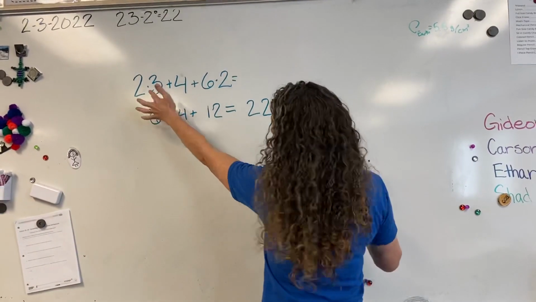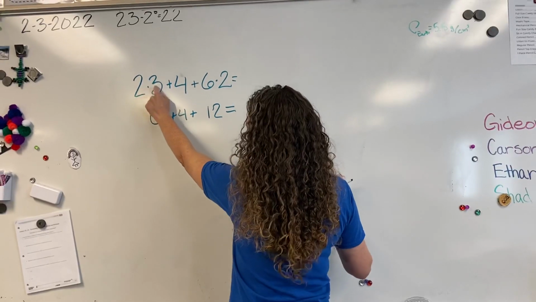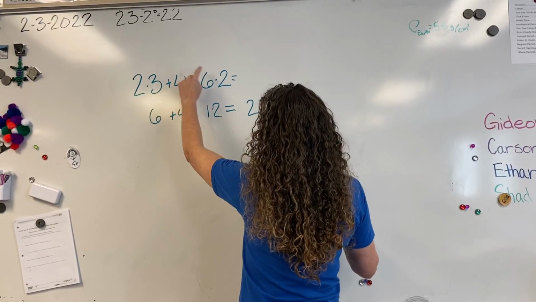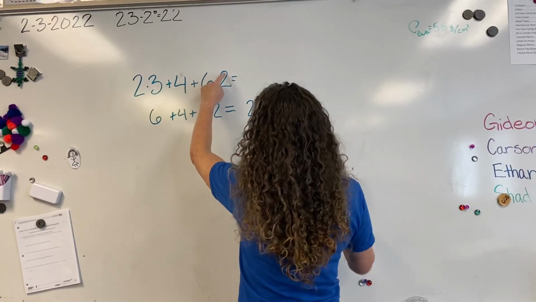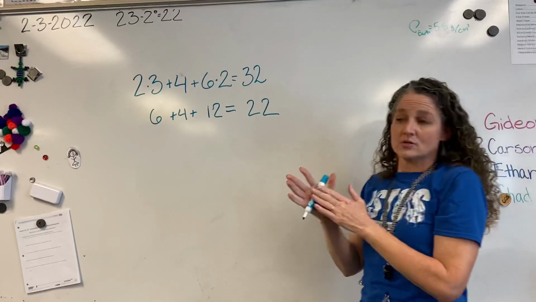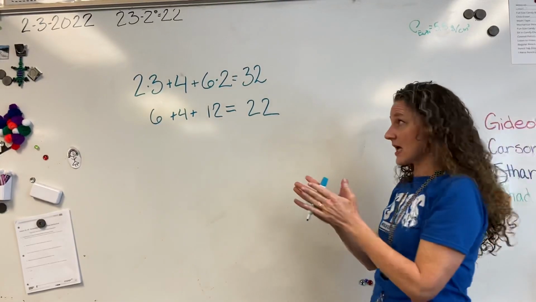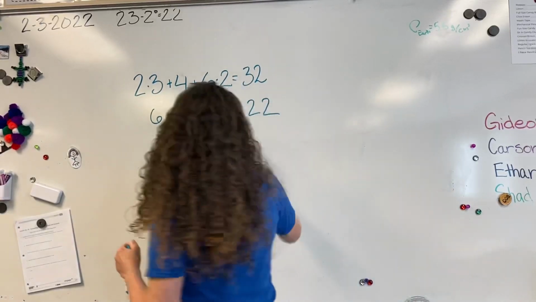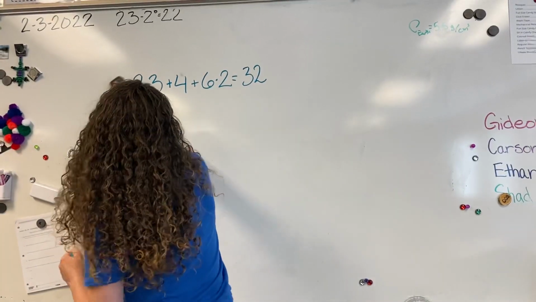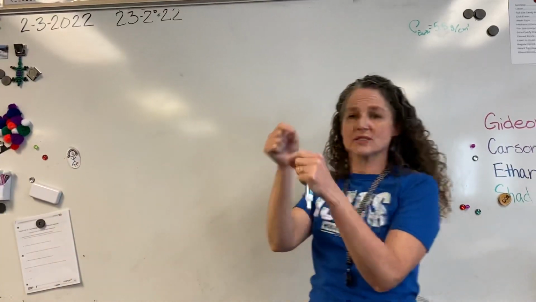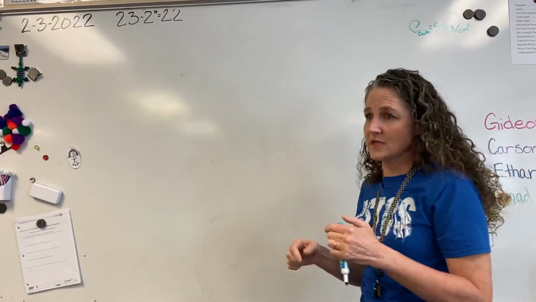If I just go in order of how it comes, I have 2 times 3 is 6. 6 plus 4 is 10. 10 plus 6 is 16. 16 times 2 is 32. And it's not the same answer. So order of operations tells us when to go. We're going to keep order of operations in mind when we do what we do today, but we're going to actually reverse it when we solve.